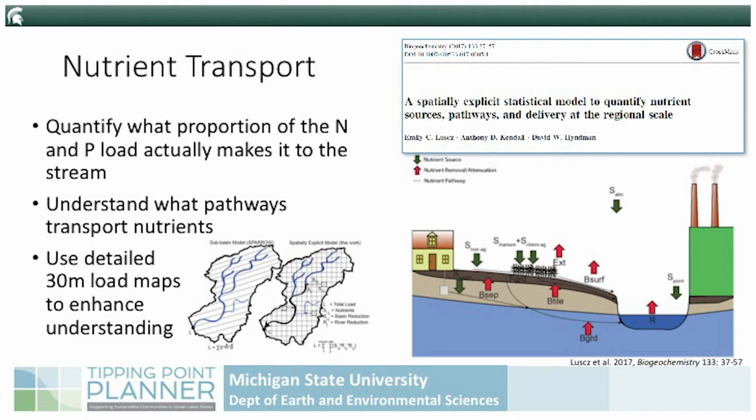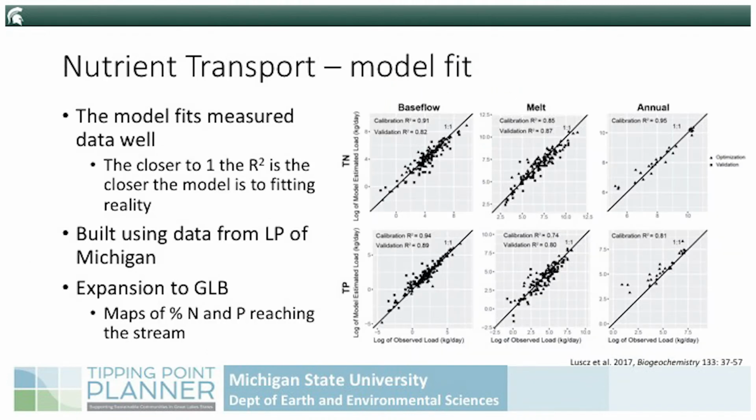This model attempts to describe each of those by using measured data and then fitting a number of underlying landscape parameters, fitting a statistical model with those landscape parameters to the measured data. So this is a typical type of correlation approach for statistical modeling. So the model does a good job of representing how much nutrients are moving through the system, which gives us confidence to be able to make products like a map of the percent of nitrogen or phosphorus from each and every point in the basin, how much actually makes it to the stream.